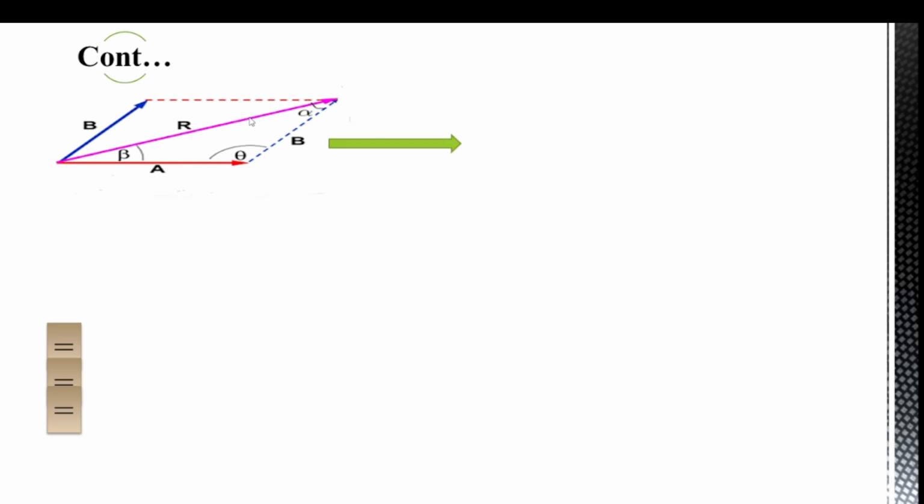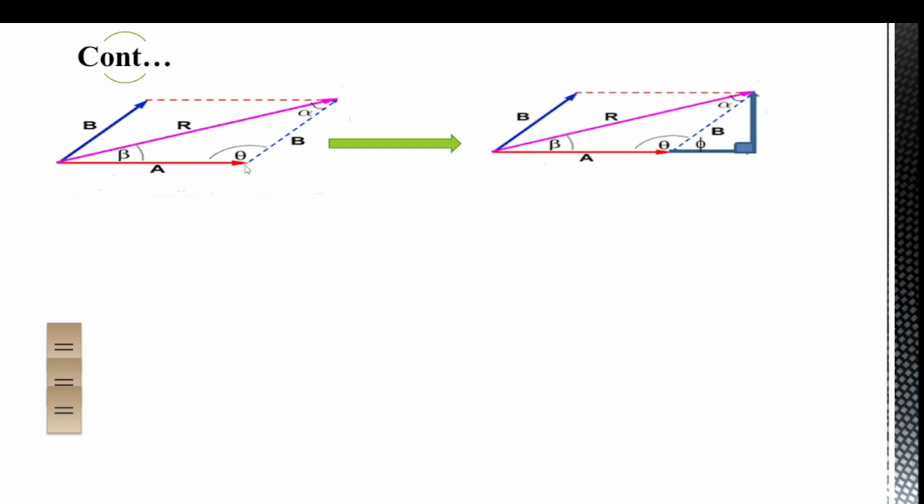Great, look my dears. So this is vector A, this is vector B, and vector B is inclined by a certain angle from the horizontal, right? Let that angle be phi. Vector B is inclined by a certain angle from the horizontal. Very good. Let this angle be phi.